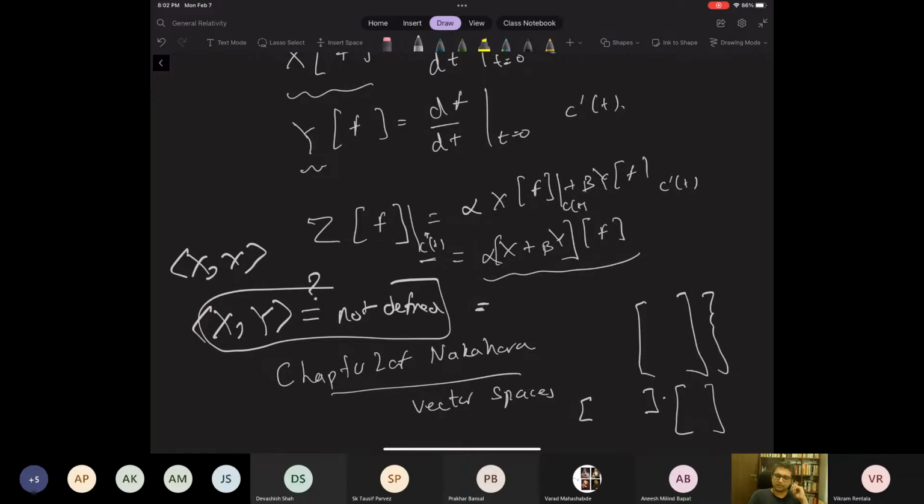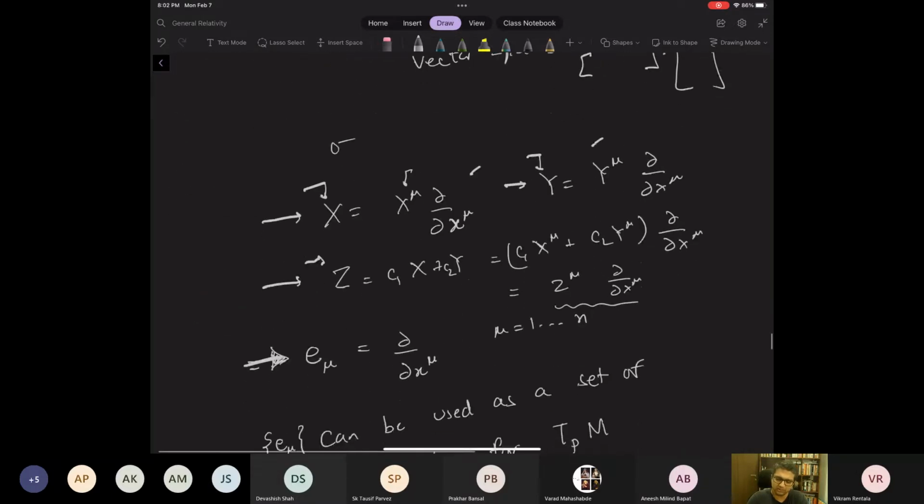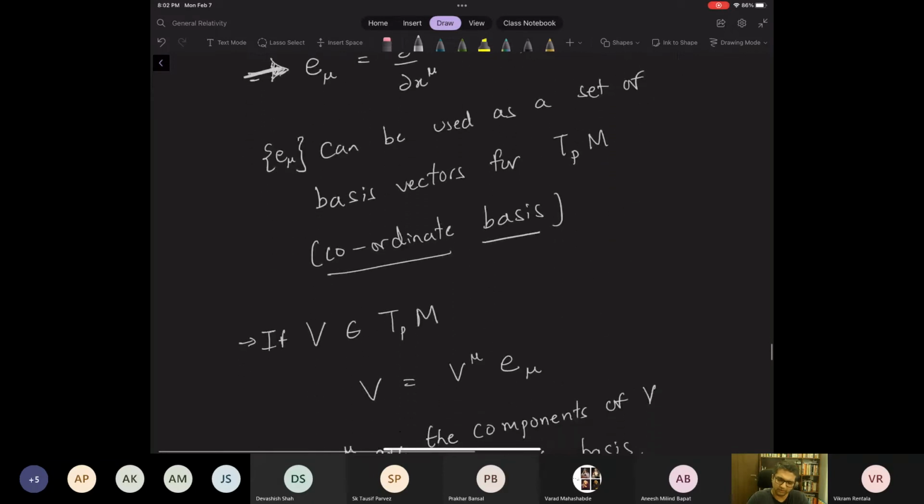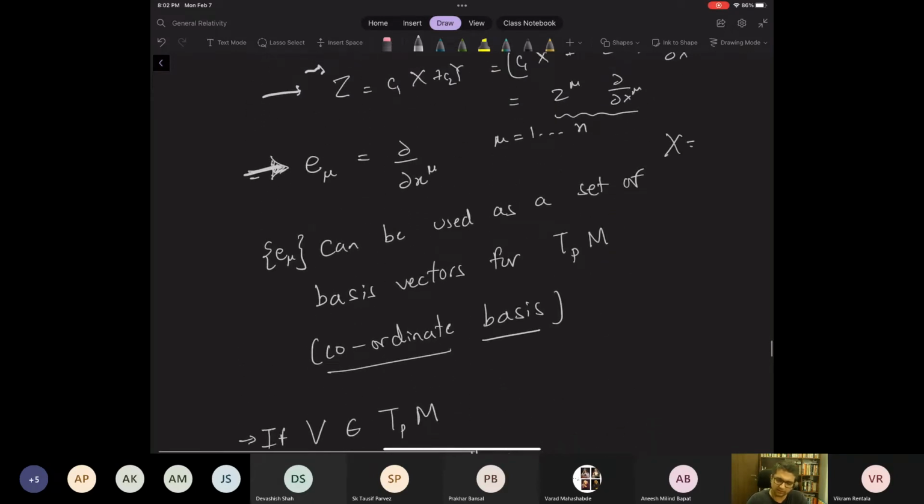But you can find a basis, and any vector can be expressed in terms of this basis. So what you need is a linearly independent set of basis vectors, and that's what we'll do next. We'll try to find a basis for this vector space. What we've seen is that any vector x can be expressed as some x mu partial x mu, at least in some coordinate system at the point P. So we're assuming some coordinates x mu are valid at the point P. So now the vector space is n-dimensional.